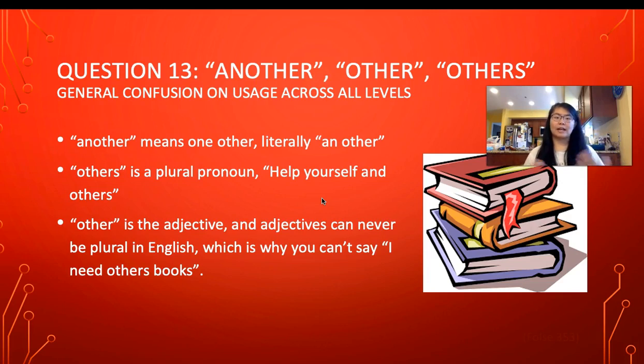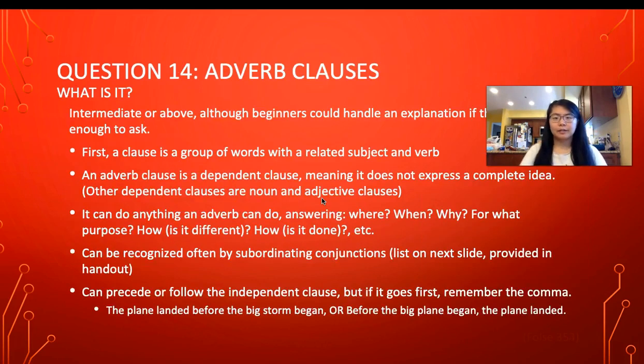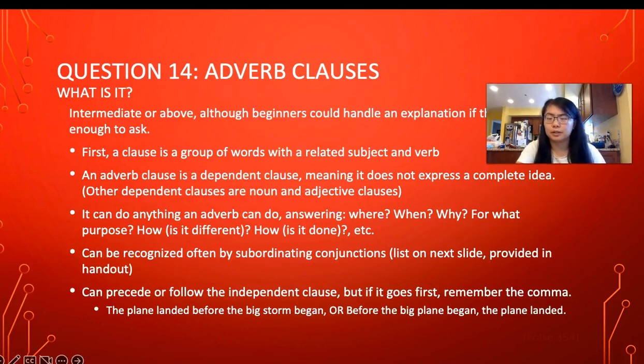Which is why you can't say I need others books. You need other books. Which books? The other books. Not those books, other books. So these are just boom, boom, boom, rule, rule, rule. And then it just takes practice beyond that to know which one to use in which context you're trying to either create or understand. And the last one for this video, we're going to move on to question 14.